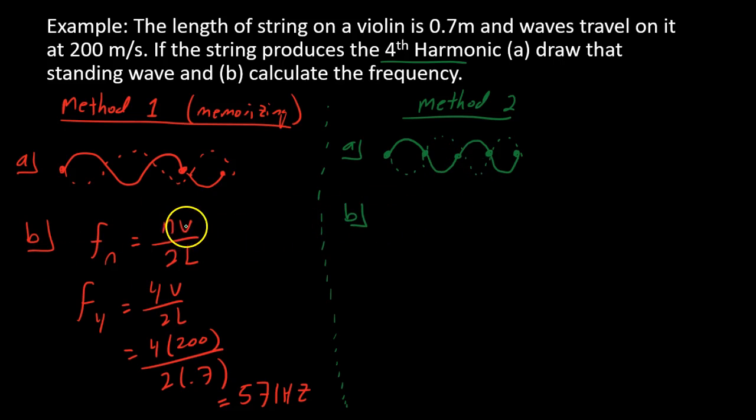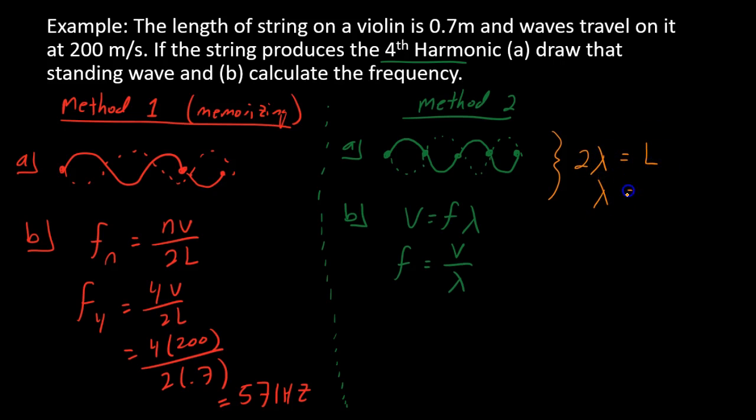This equation is not on the AP test. This equation is on the AP test. The frequency is equal to v over lambda. And if I can count wavelengths, well, I can plug in here. How many wavelengths do I see? There's 2. 2 wavelengths make up the length of the string. So lambda is equal to L over 2. That's what I plug in.